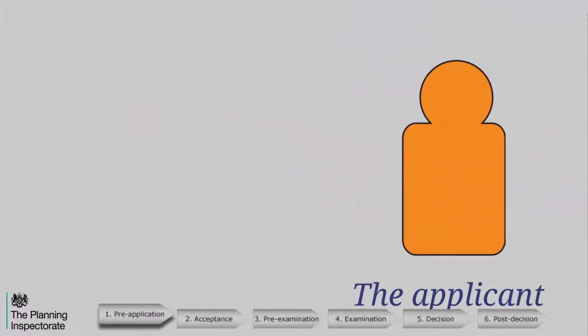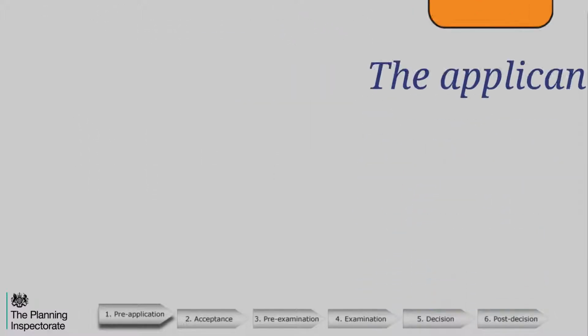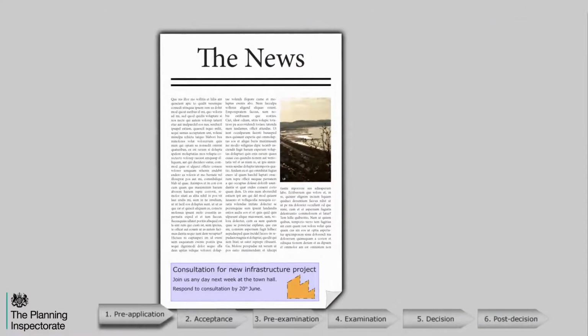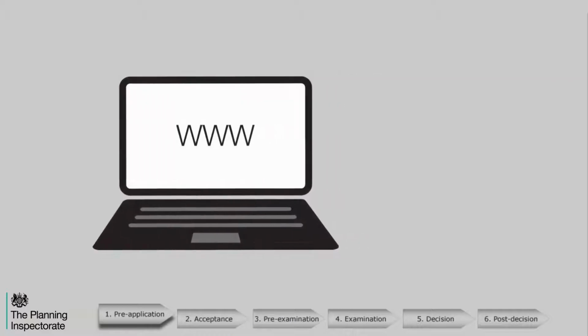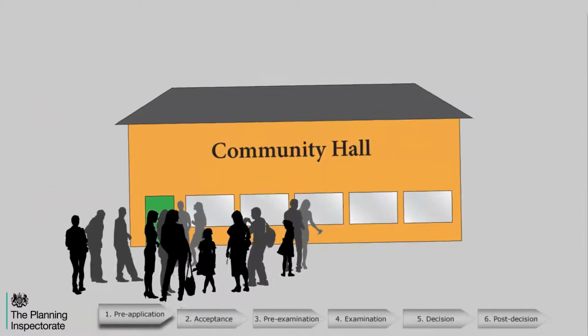The applicant will publicise how they are going to consult you and will inform you where events will take place and how long you will have to respond to the consultation. Keep an eye out for adverts in local papers, on the applicant's website and in local community meeting places for information about how to get involved.